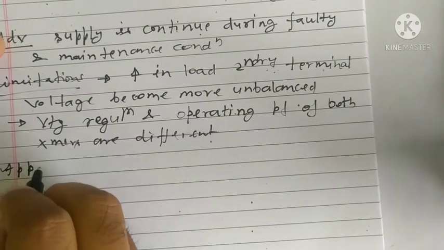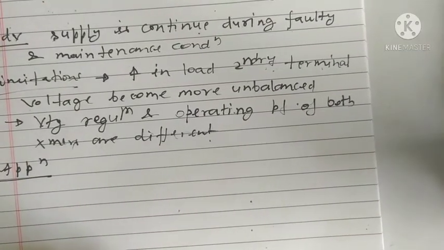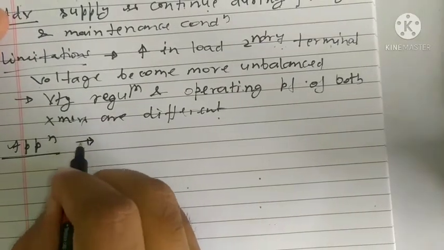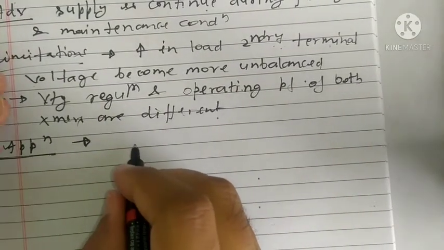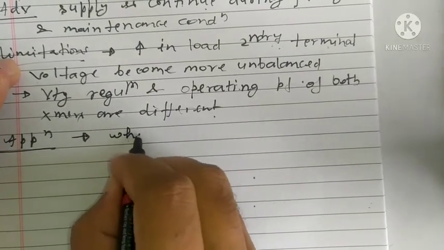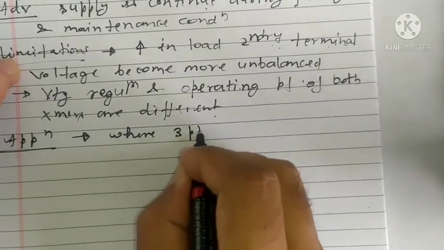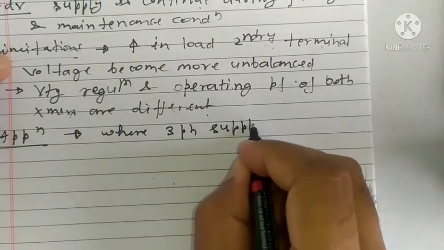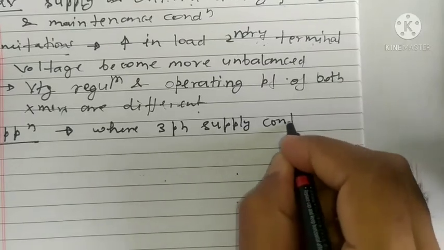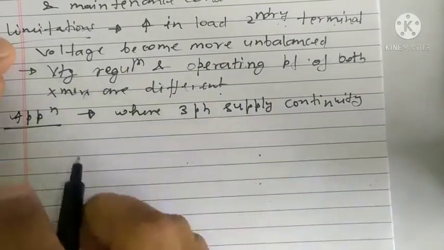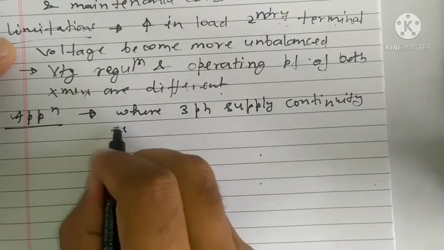Talking about applications of this V connection, the very first is the place where three-phase supply is a must, right? So where three-phase supply continuity is a must. During a fault also it will continue supply. Continuity is a must.